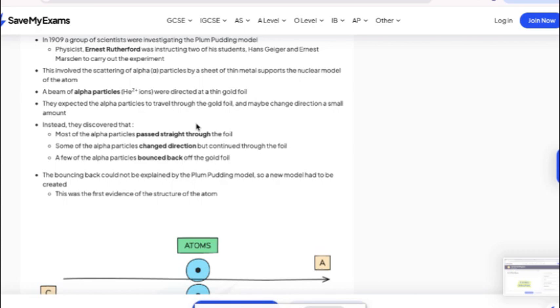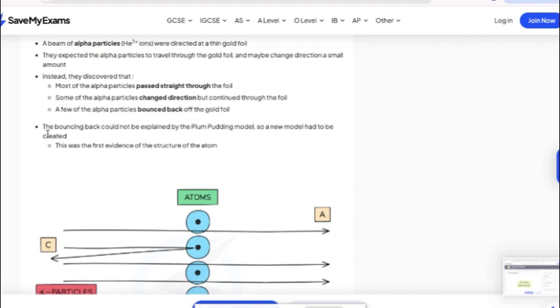And this is the analysis and the conclusion they brought up thereafter. This came from the analysis and discovery established after several experiments. We've already established these 3 points. Now, this was their bigger observation: the bouncing back could not be explained by the plum pudding model. This was one big thing.